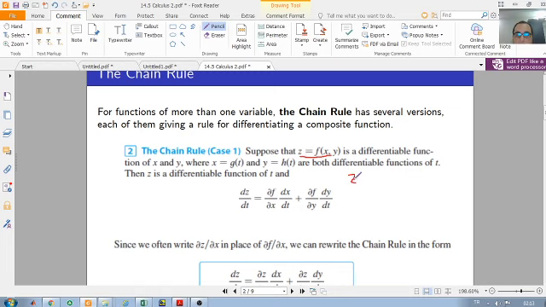Because we can write z is equal to f of g of t, h of t. In place of x we write g of t, and y is equal to h of t. When we write these values for the independent variables x and y in the definition of the function z is equal to f of x, y, we obtain actually a function of t. We have just one independent variable for this function. Therefore, we can take the derivative of this function with respect to the one variable, which is t.